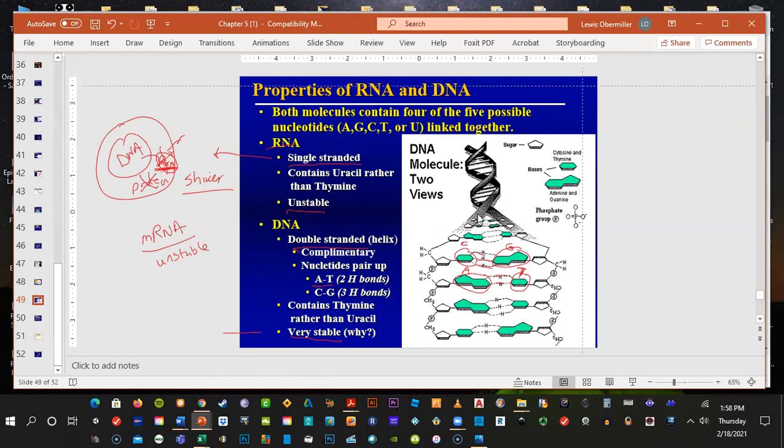One thing you should also notice is that this runs anti-parallel. So this is the number five carbon right here. And this right here is the number three carbon. So this goes 3 to 5. And this one goes 3 to 5 in the opposite direction. So DNA runs 5 to 3 on one strand and 3 to 5 on the other strand. We call that anti-parallel. All right, any questions? Okay.